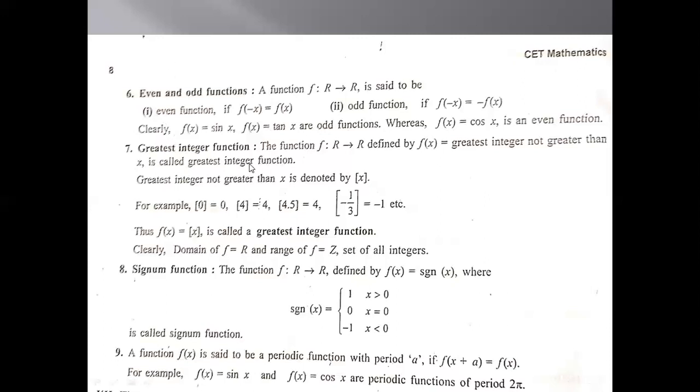Seventh one, greatest integer function. You are well known about the greatest integer function. Very important one. The function f: R to R defined by f of x is equal to the greatest integer not greater than x is called the greatest integer function. The greatest integer not greater than x is denoted by this symbol, greatest integer of x.